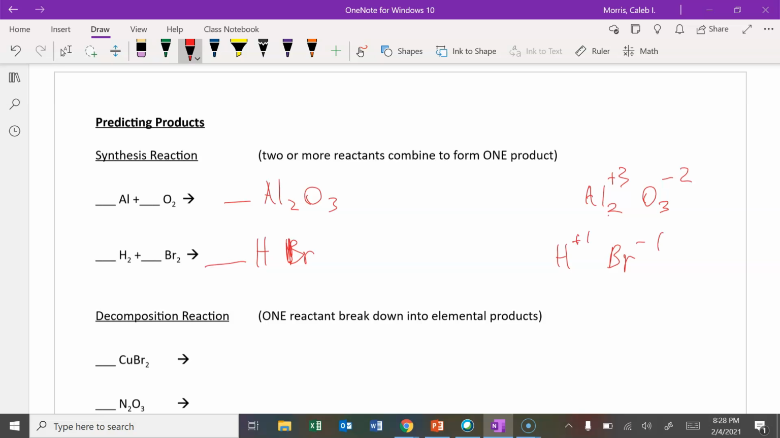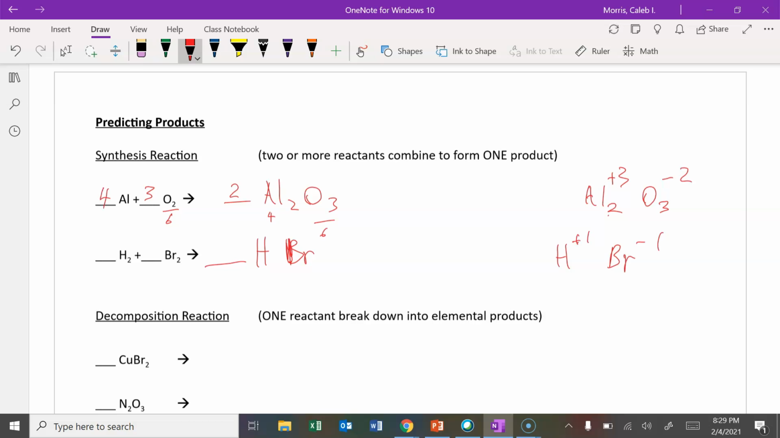I've got 2 oxygen on the left. I've got 3 on the right. To reconcile that, I could put a 3 right here. That makes 6 oxygen. And I could put a 2 right here. That makes 6 oxygen. It also makes 2 times 2 gives us 4 aluminum, so I got to check the other side. I'm going to put a 4 right there.